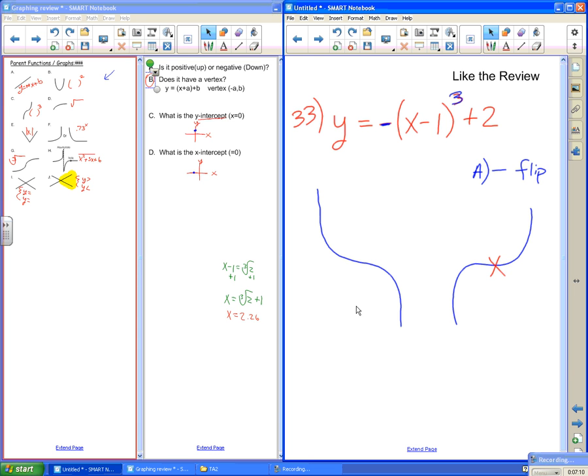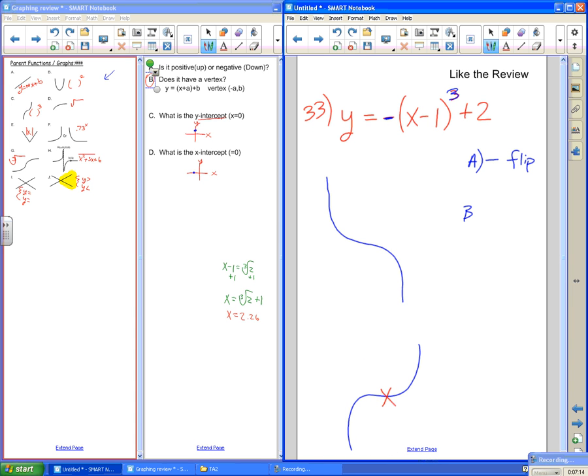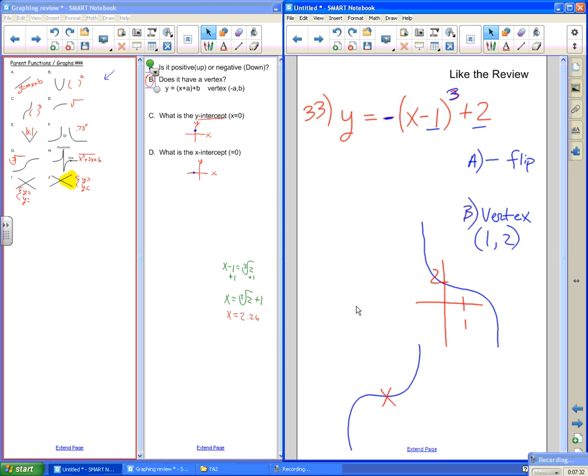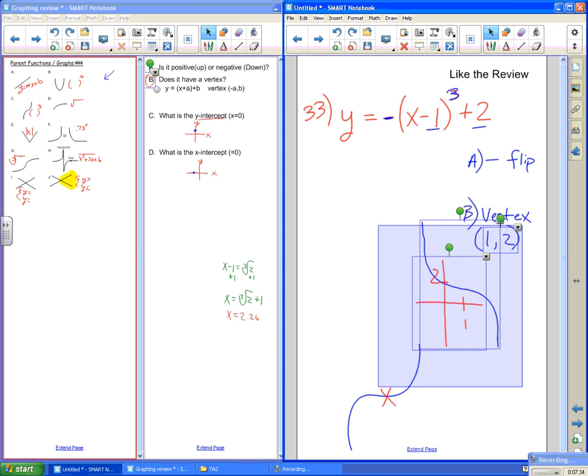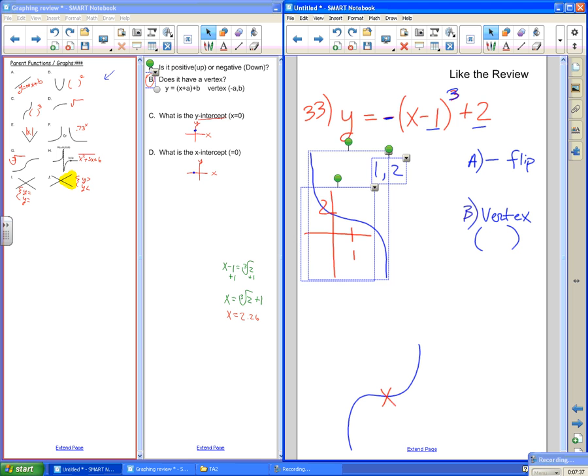Okay. Part B says, does it have a vertex? The answer to the question is yes. The vertex is going to be 1, 2. Okay. So now I know that I can draw my graph here, and at 1, 2 is that vertex. And on this, the vertex is right there at that changing point. That point right there. My vertex right there.